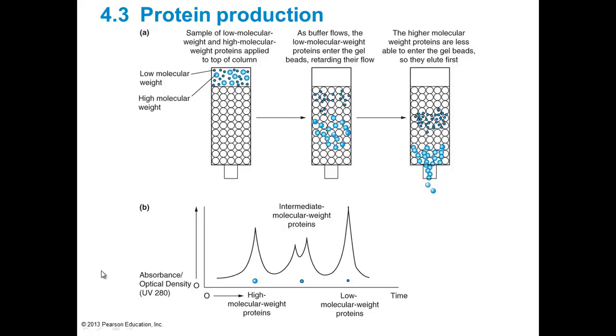So if you look at the progress of the chromatography column in time, high molecular weight proteins come out first, then intermediate, and then finally your low molecular weight fraction, and you just collect whichever fraction your protein product is in, depending on the molecular weight of the protein.